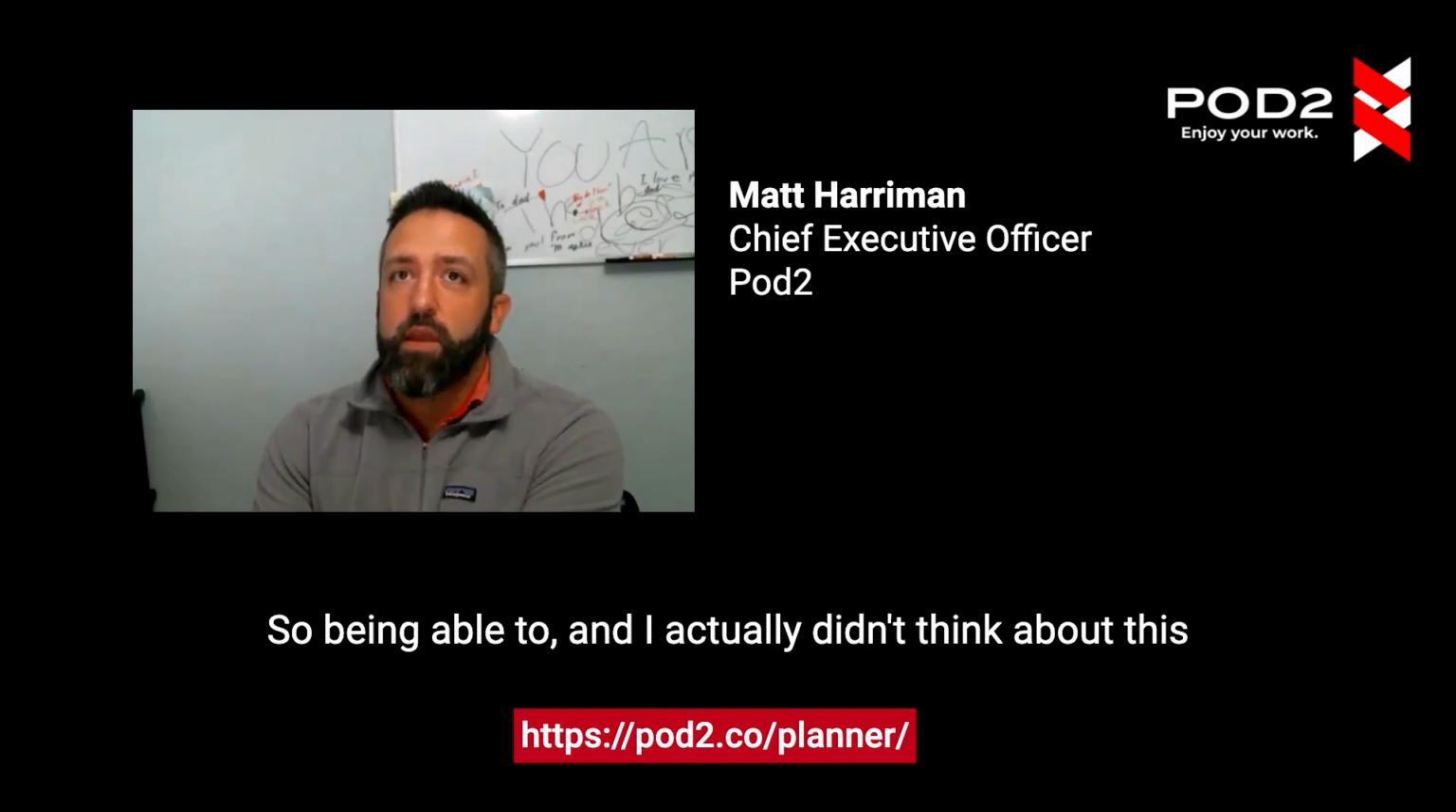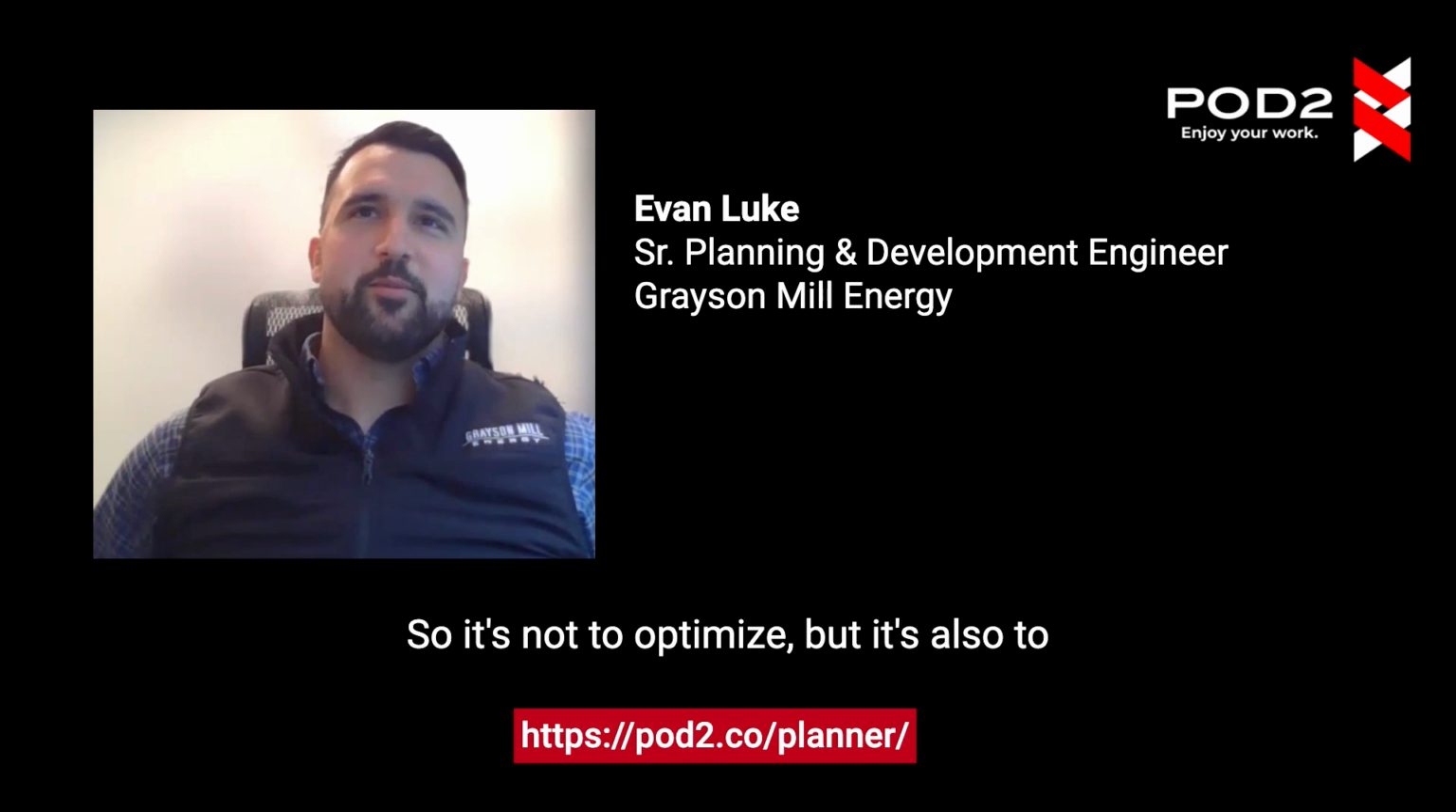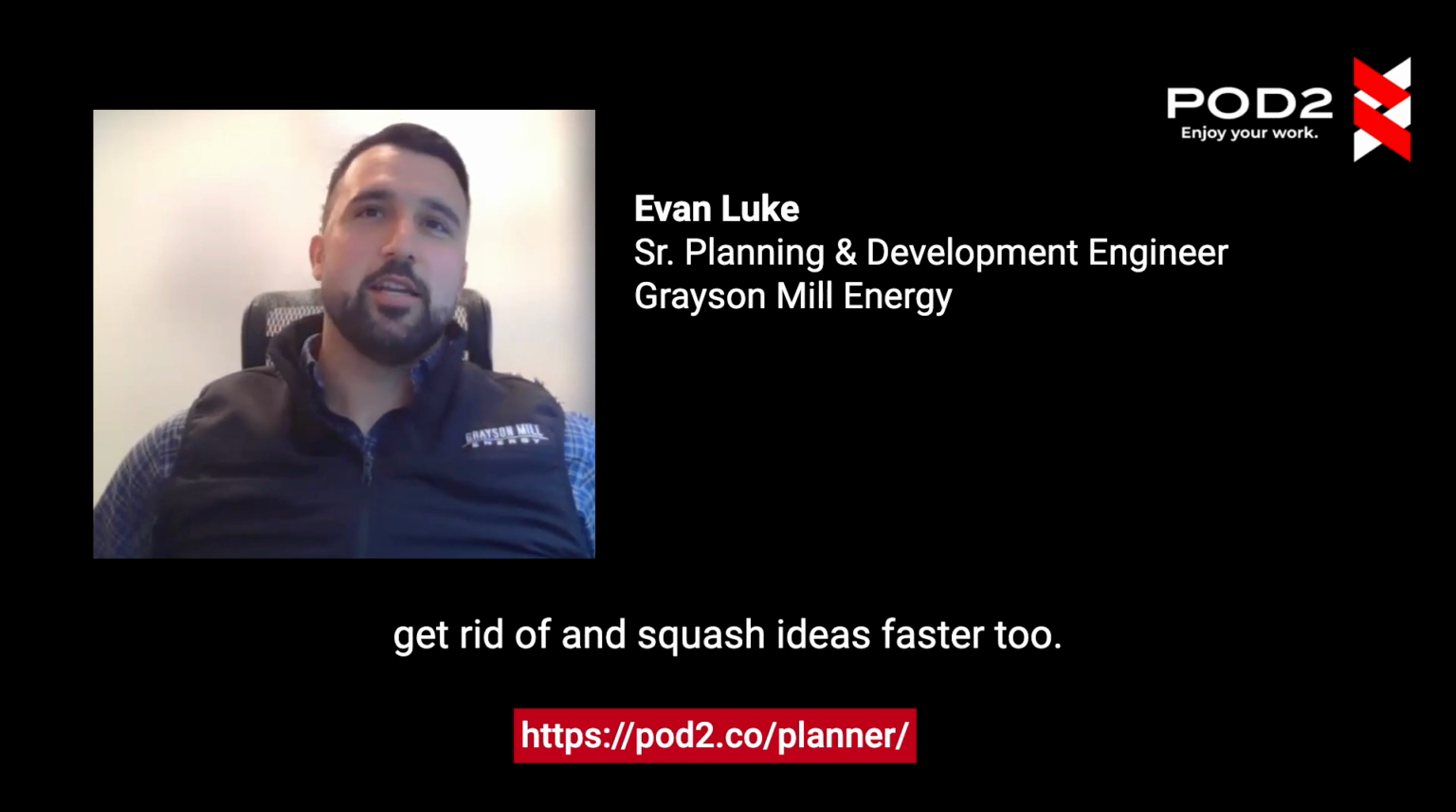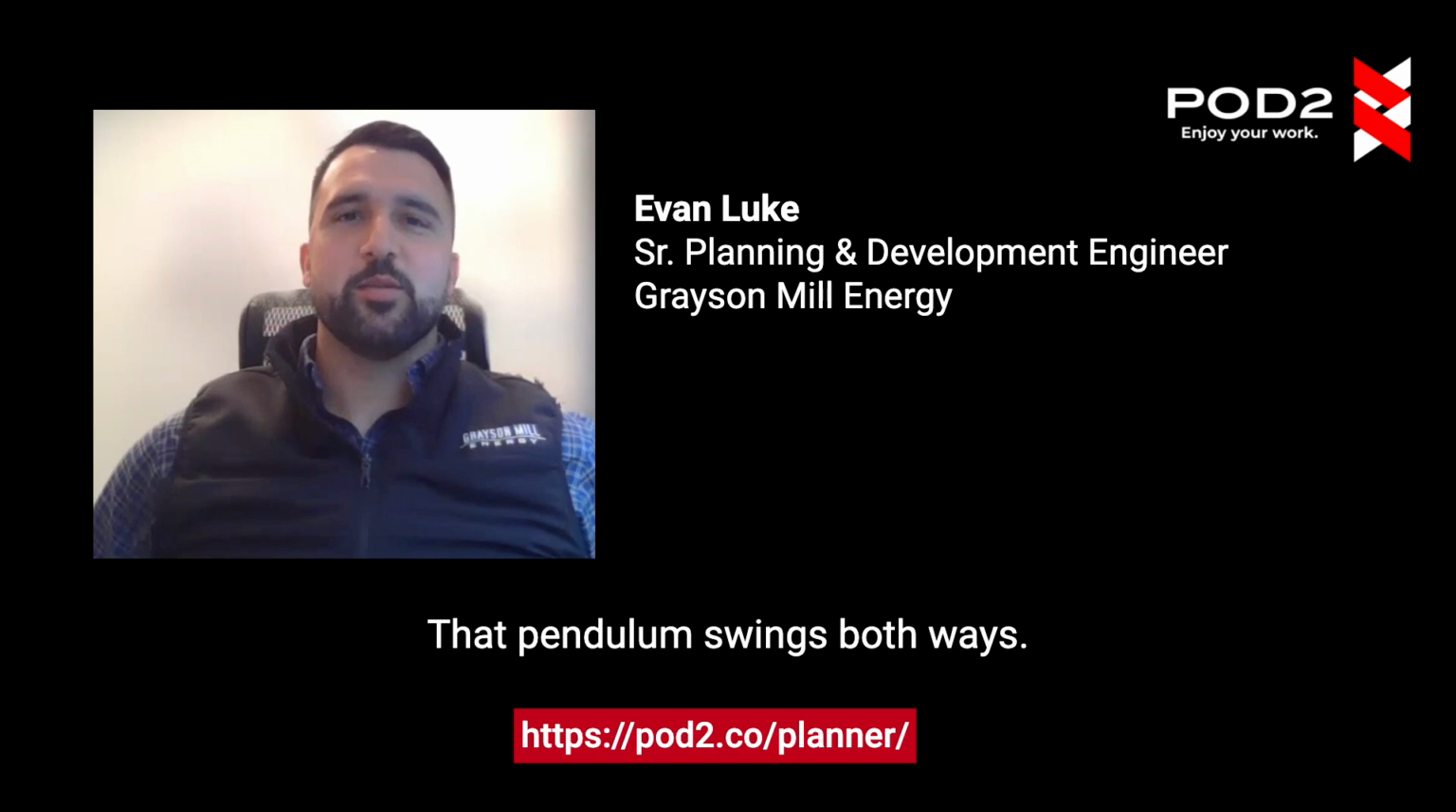That's interesting. So being able to, and I actually didn't think about this before, but being able to iterate faster, it sounds like you're also able to disqualify other options that people might hang on to if you weren't able to show them and say, here's why we don't want to do that. Is that true? 100%. So it's not just to optimize, it's also to get rid of and squash ideas. That's true. Yeah. That pendulum swings both ways.